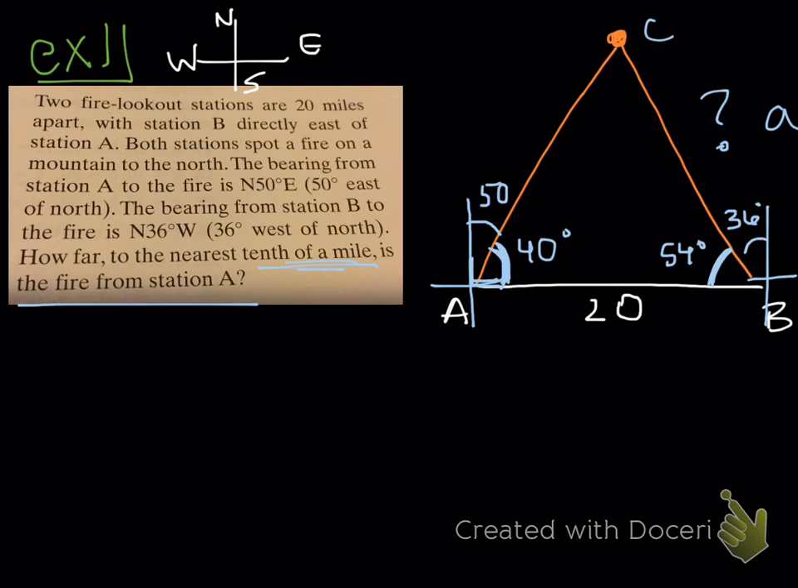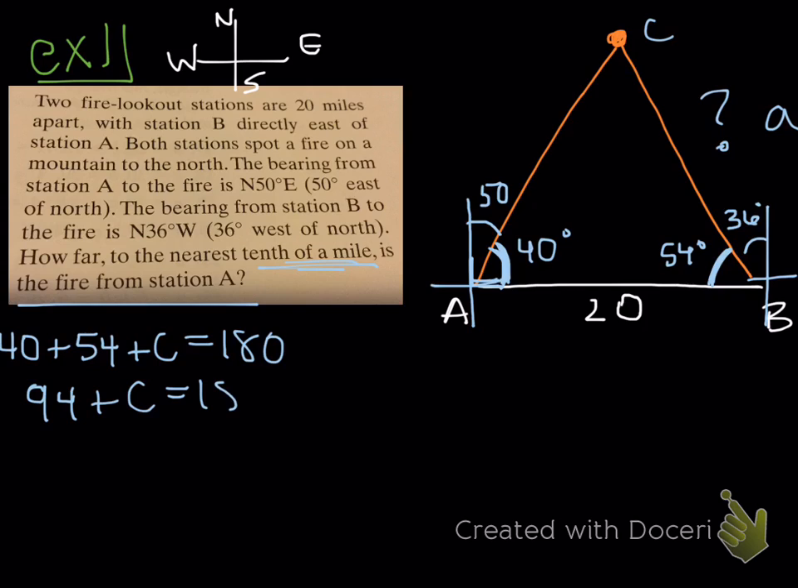Notice at this point I don't have a pair of information, so the first thing I'd have to do is find angle C. So to do that, I would do 40 plus 54 plus C equals 180. Over here I'll get 94 plus C equals 180, and when I subtract 94 from both sides, we'll get 86 degrees. So I now know this angle is 86. So now we can use this information to actually solve the problem.